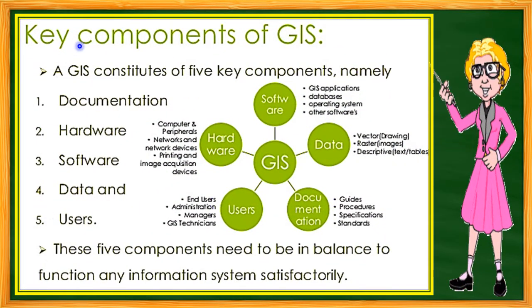So class, there are key components of GIS. A GIS consists of 5 key components, and this one is in your book. You can always highlight them if you want to take note, okay? Number 1 is documentation. Number 2, hardware. Number 3, software. Number 4, data. And the last one, users. These 5 components need to be in balance to function any information system satisfactorily.